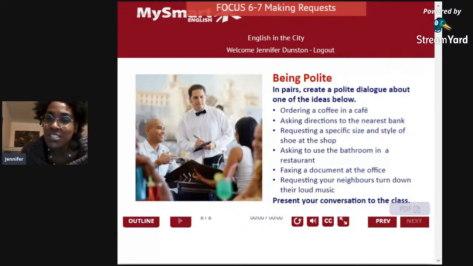Catalina, thank you very much, says, excuse me, could you tell me the way to the nearest bank? Remember, if we want to go somewhere, we go to the nearest bank. Could you tell me the way to the nearest bank? Or, would you know where the nearest bank is? That's another way that we can make a request for directions.